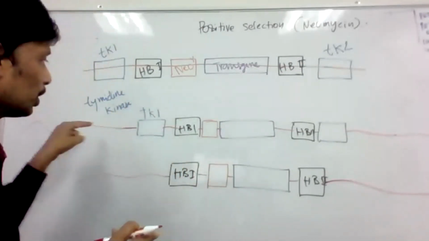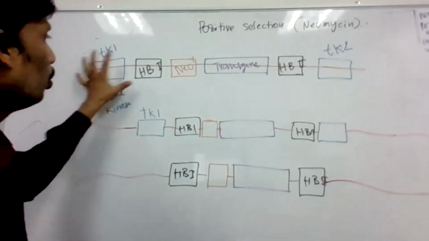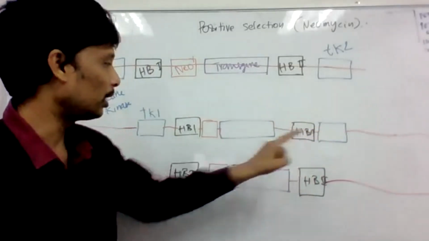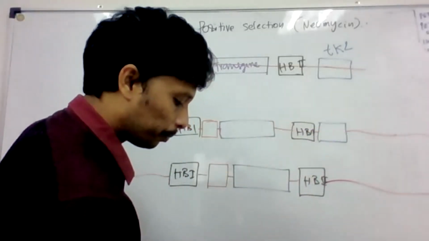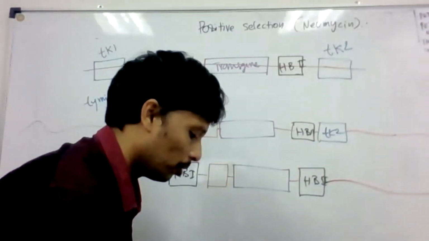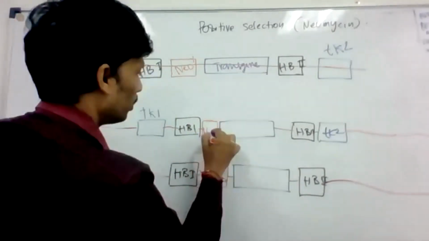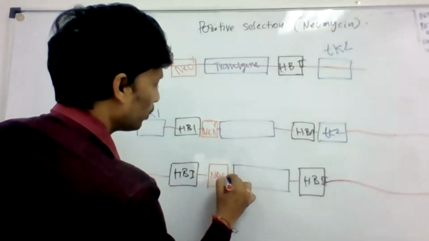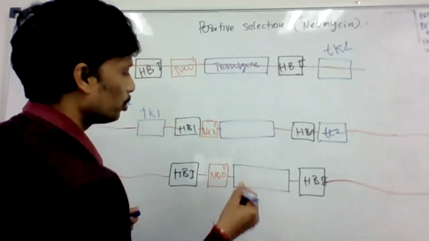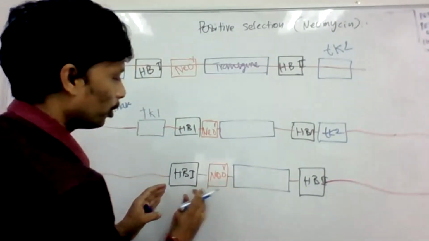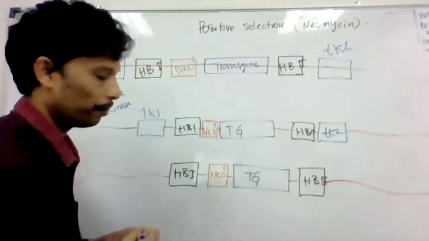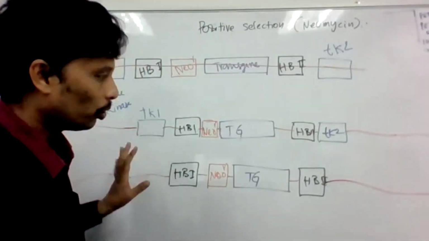One, there is a random integration. Random integration leads to the whole thing being incorporated, including the thymidine kinase and thymidine kinase 2. And here, in case of desired integration, that is due to the homologous recombination, only homologous block 1 and 2, the neomycin resistant cassette and the transgene, only this will be there. So there is no thymidine kinase.